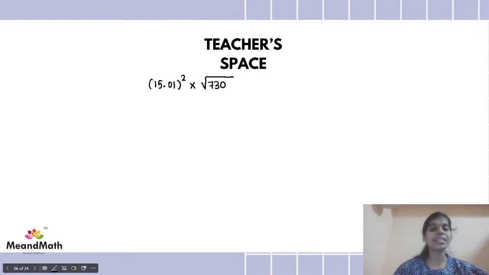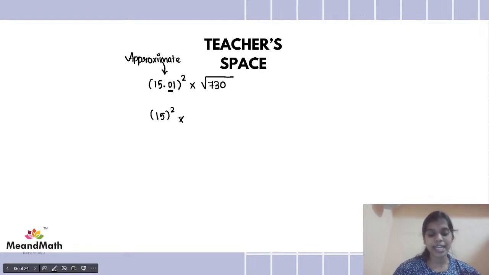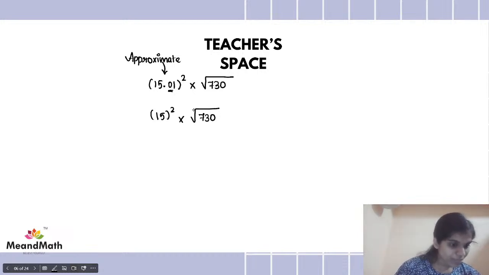Okay, so now we can continue. 15.01 is nothing but the nearest value of 15. As the question is very clear of approximate, we can start with approximate. That is taking the rounding off to the nearest value. So here I will be taking 15 square times square root of 730.